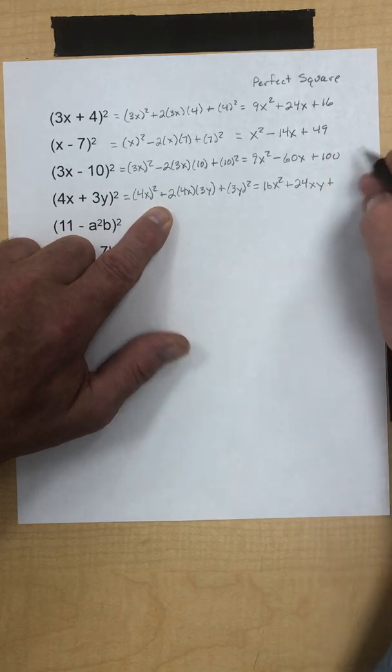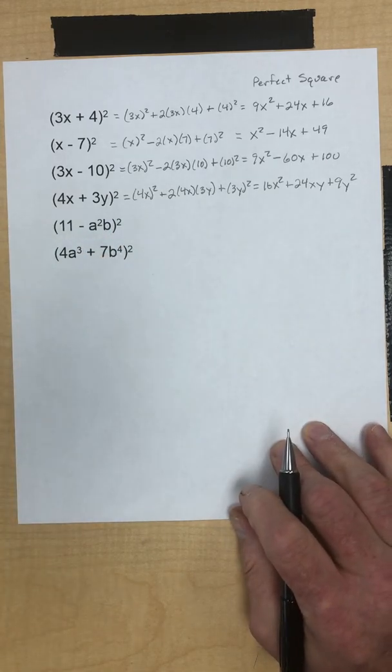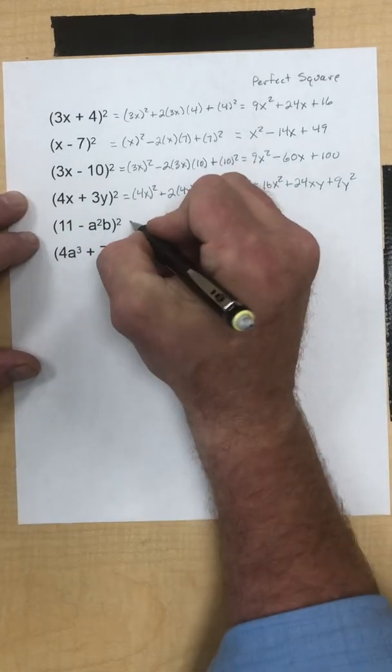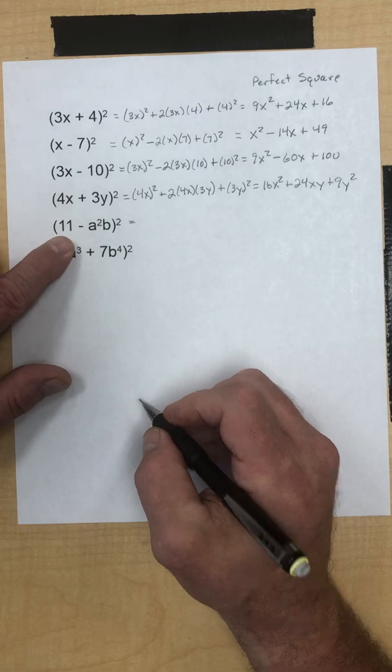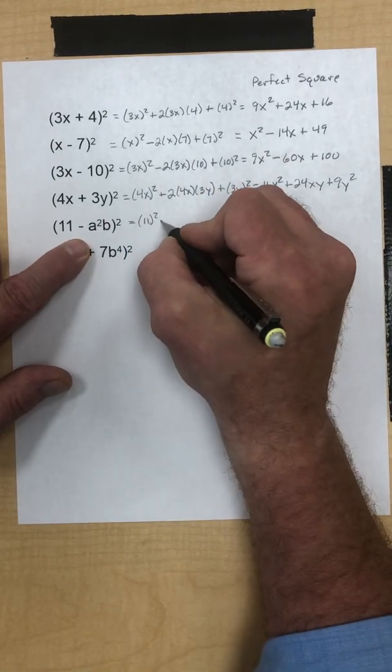Plus, when you square 3y, you get 9y squared. And another perfect square trinomial. Okay, same thing here. Let's see, we take the first term and square it. So you take the 11 and square it, bring the sign over, minus.